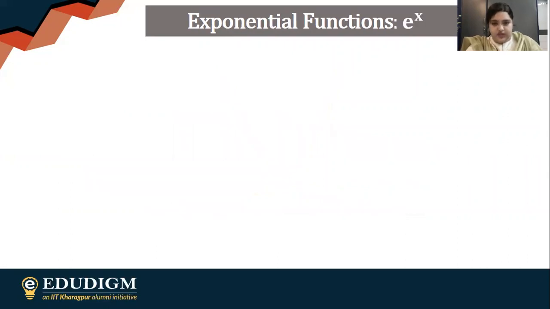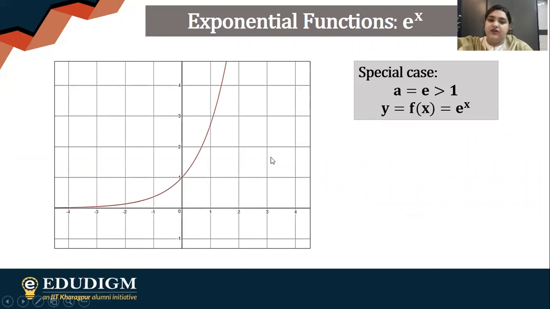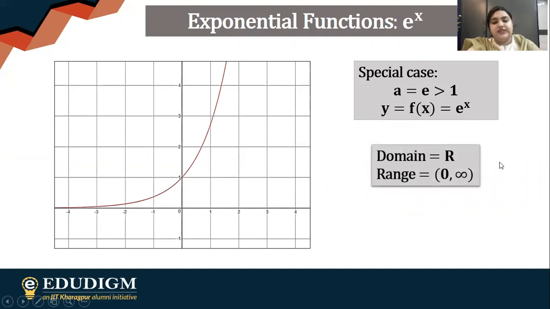Now, apart from this general form, we have a very special form, which is e to the power x. This is the natural form of an exponential function. It's a special case where a is e. And as you know that the value of e is between 2 and 3, so we are considering the case where a is greater than 1. So think about the graph here. This is how it's going to look like. Fair enough? The domain is R and the range is the same. So this is a special type. So this is all about exponential functions. I hope you understand the definition as well as the graph, domain, range, etc.